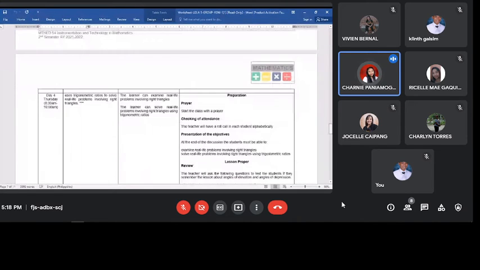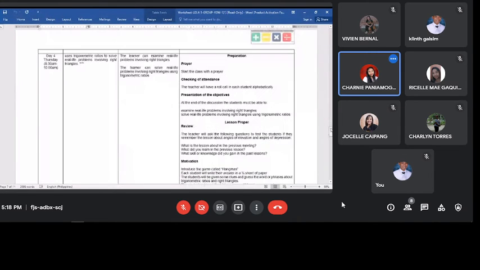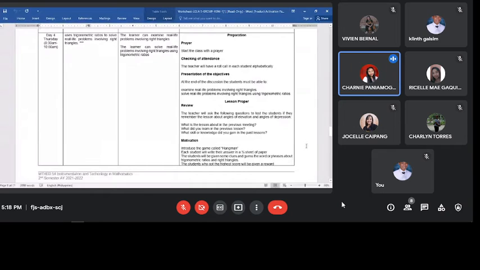And then for Day 4, the learning competency is: uses trigonometric ratios to solve real-life problems involving right triangles. For the specific daily learning outcomes, the learner can examine real-life problems involving right triangles, and the learner can solve real-life problems involving right triangles using trigonometric ratios.